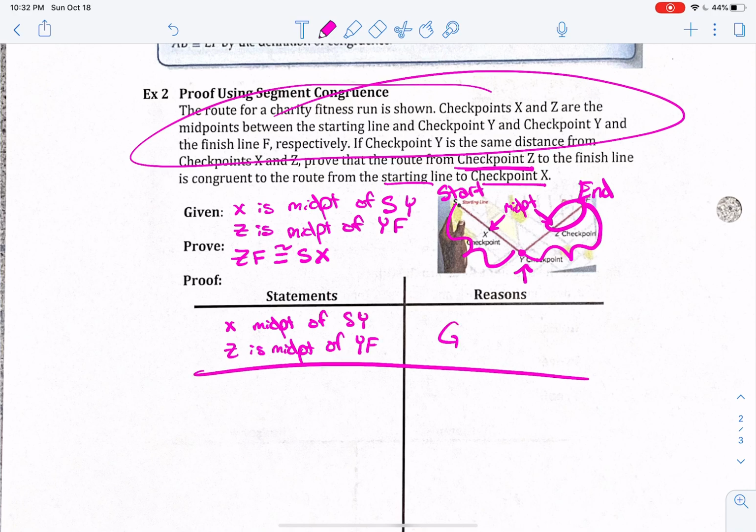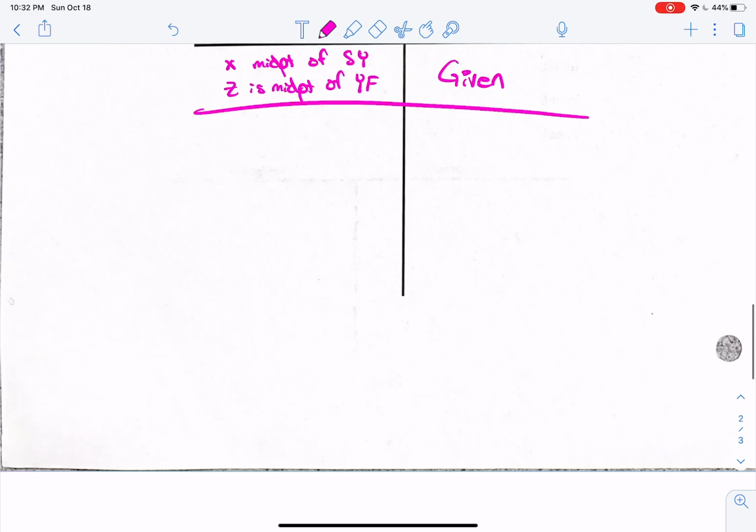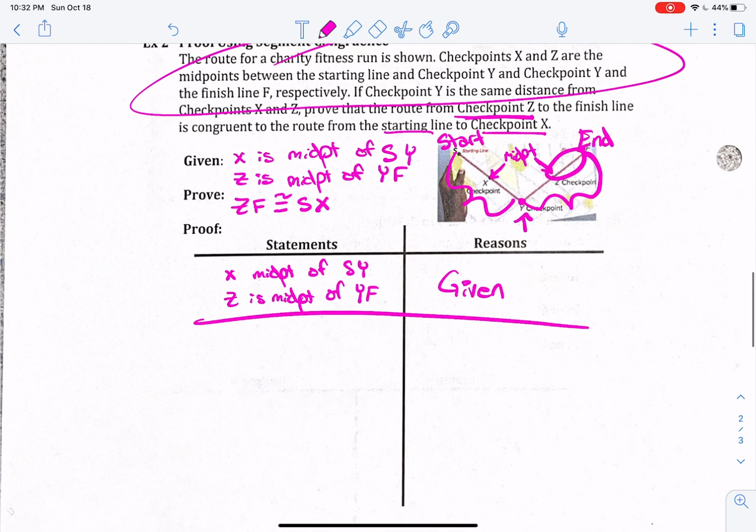That's given again. We end up writing that a whole bunch of times if you haven't figured that out already. Is this our last proof? Yeah, perfect. All right, so X is the midpoint of SY, Z is the midpoint of YF. Now, using this information, where can we go from there?